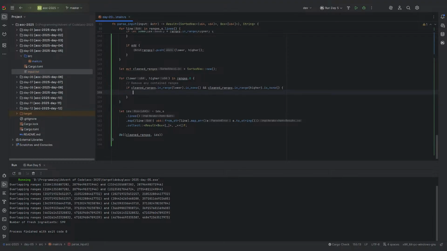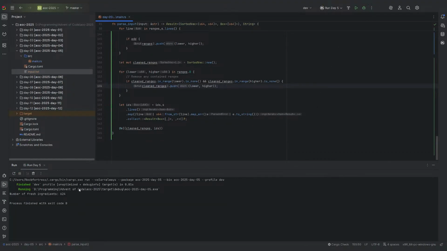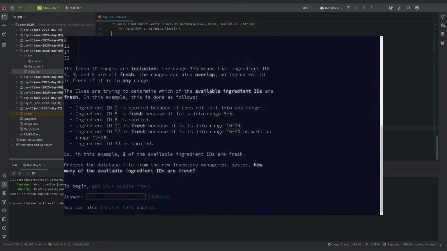Only if neither is contained, I'll now push. No more duplicates or overlapping ranges. This should be it, finally. If it's not, I'm just at a loss, honestly.